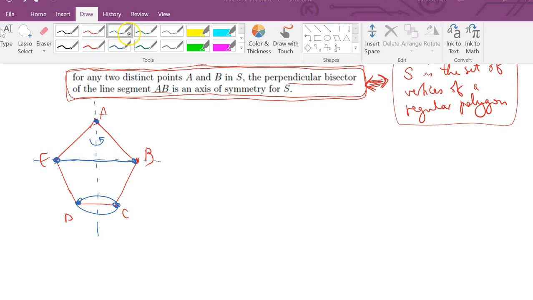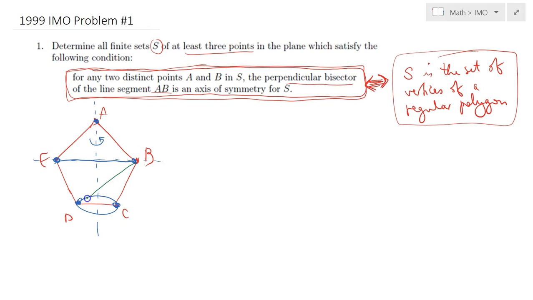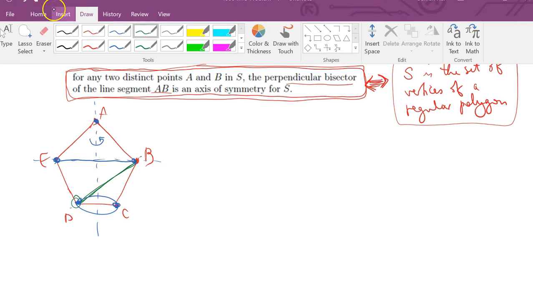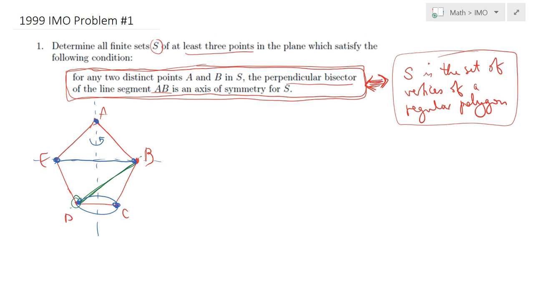The result will not change if you pick two other points. So for instance, if instead of picking the two points E and B, you instead picked B and D, right? So it won't matter. B and D will map onto each other. So this is equivalent.